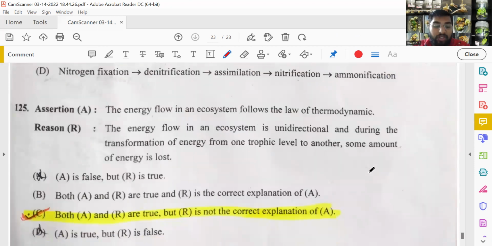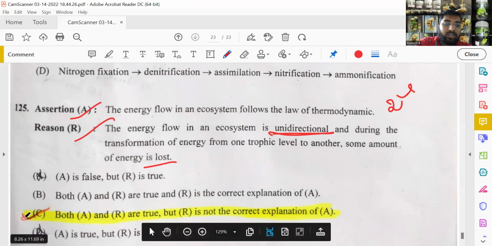And the last question of this paper: the energy flow in an ecosystem follows the law of thermodynamics. Exactly, it follows the second law of thermodynamics. The energy flow in an ecosystem is unidirectional, yes, and some amount of energy is lost when going from one trophic level to the other. Only 10% of energy is transferred, the 10% law, you would have studied that. The rest of the energy is lost in the form of heat or other factors. So both A and R are correct, but R is not the correct explanation. So option C will be the right answer.